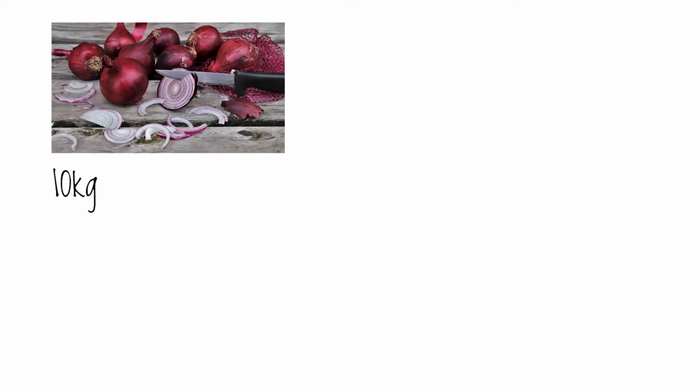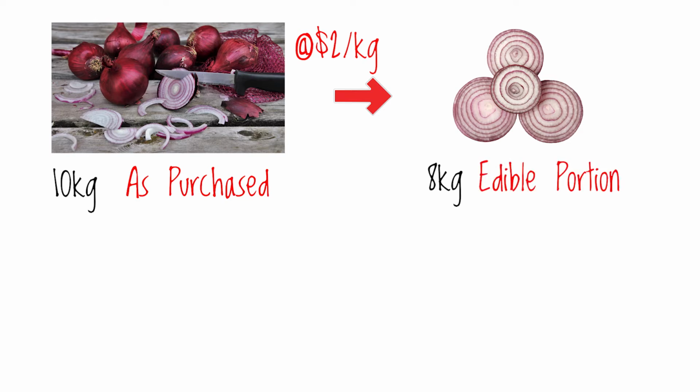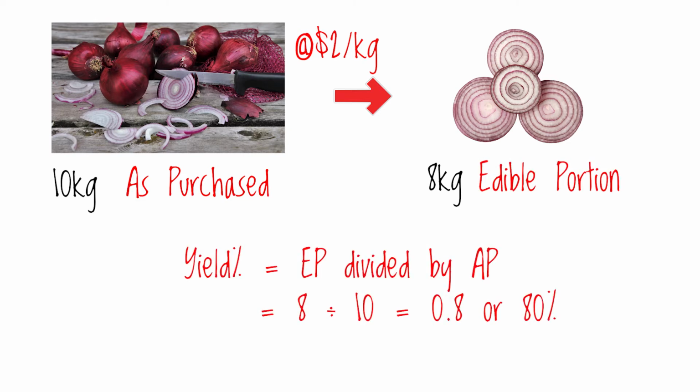So let's say you purchased 10 kilos of whole onions and you've paid $2 per kilo for them. In order for you to use them, you would have to peel them and cut them, and you were left with 8 kilos. Which means that in this example, AP weight is 10 kilograms, EP weight is 8, and yield percent is 80%.